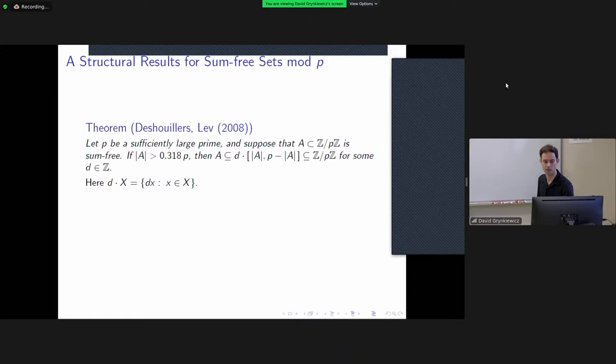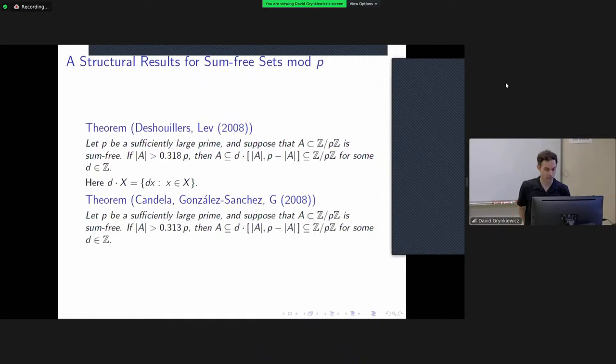So like I said, this was the result of a sequence of various other improvements in the bounds. And you could use our result fairly straightforwardly to get a little bit of an improvement. So we can improve the bounds that were given by Deshouillers and Lev, from 0.318 to 0.313.